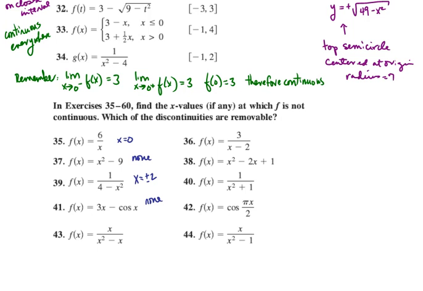With problem 43, x over x squared minus x, if we factor the denominator, we'll see that we have x over x times x minus 1, and the x's would cancel. So we have two types of discontinuities in problem number 43. We have a removable discontinuity at x equals 0, and we're going to have a vertical asymptote at x equals 1. And that does it. I'll scroll down for another problem.